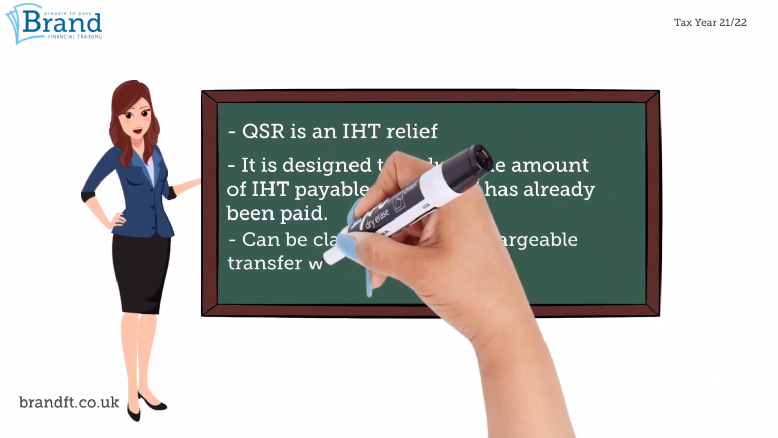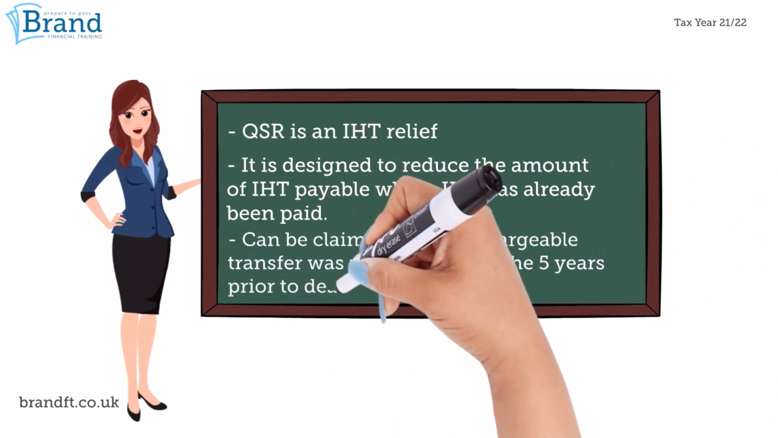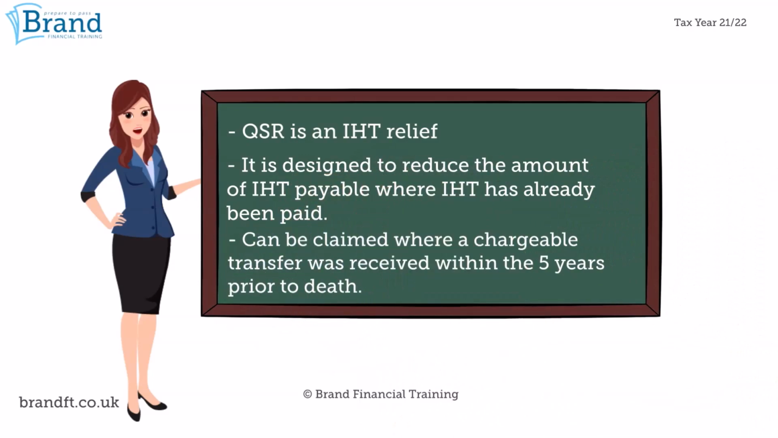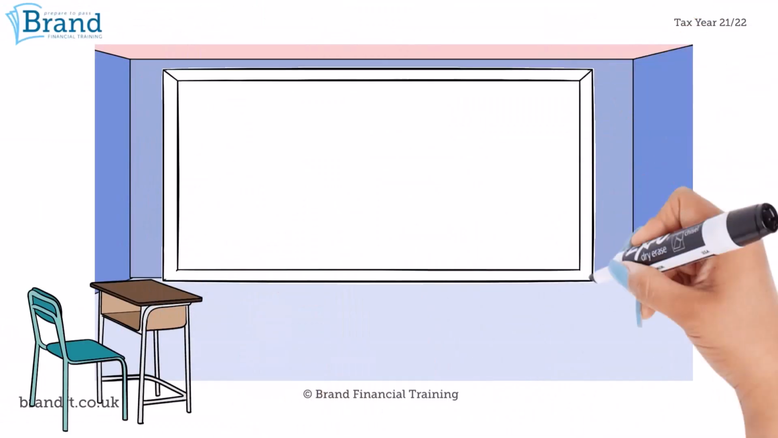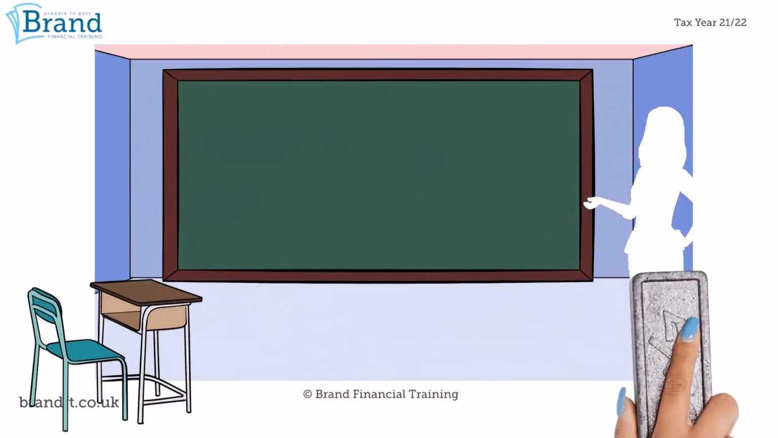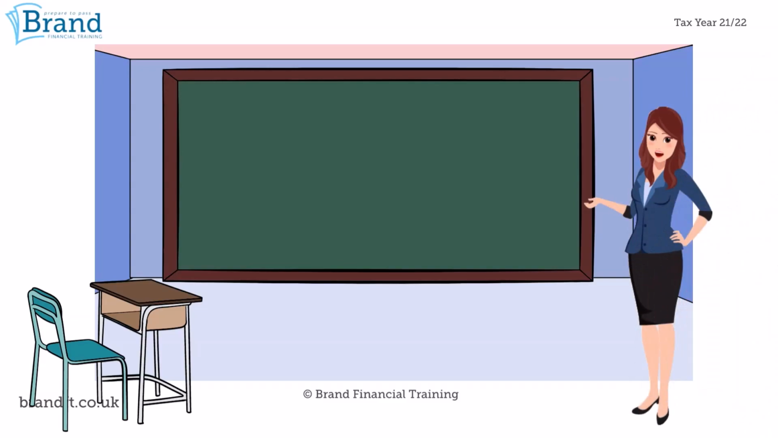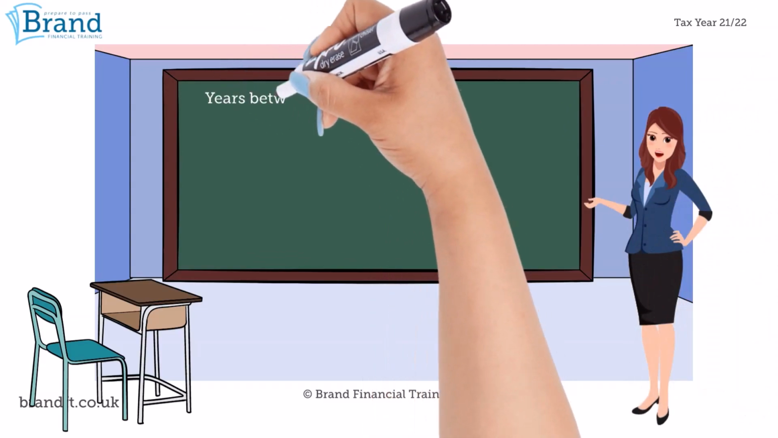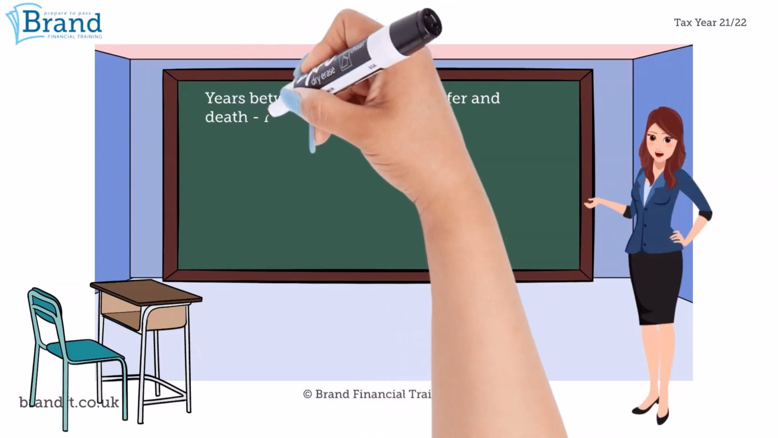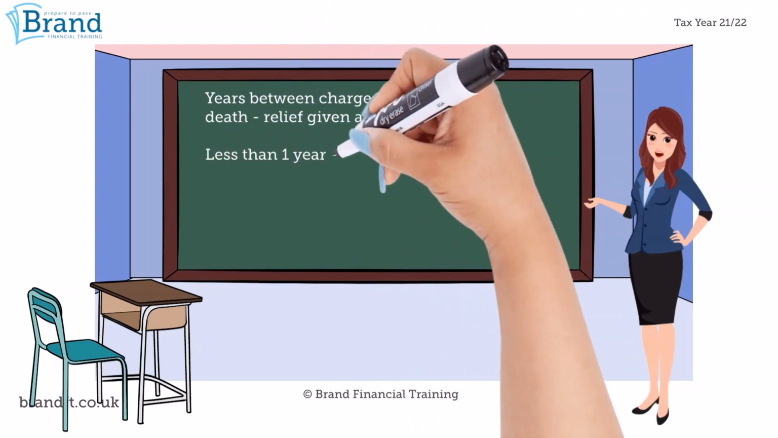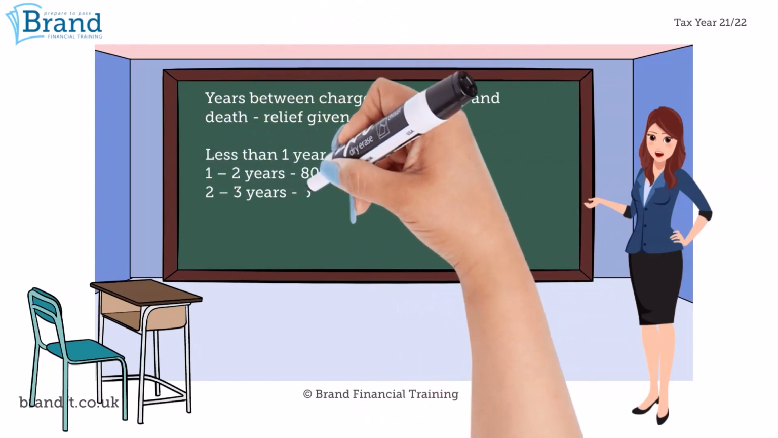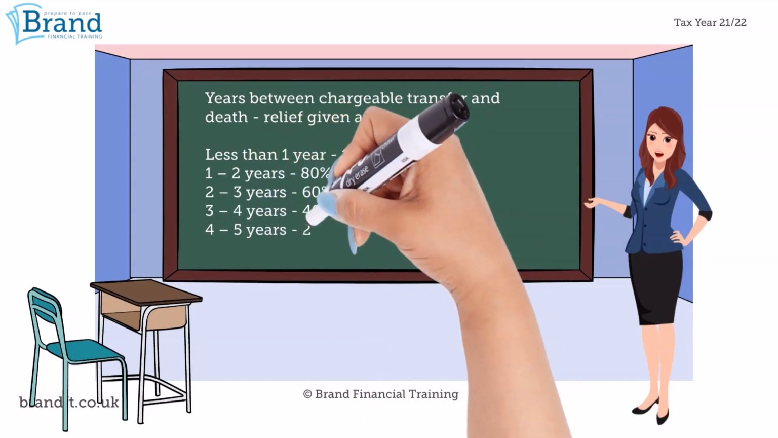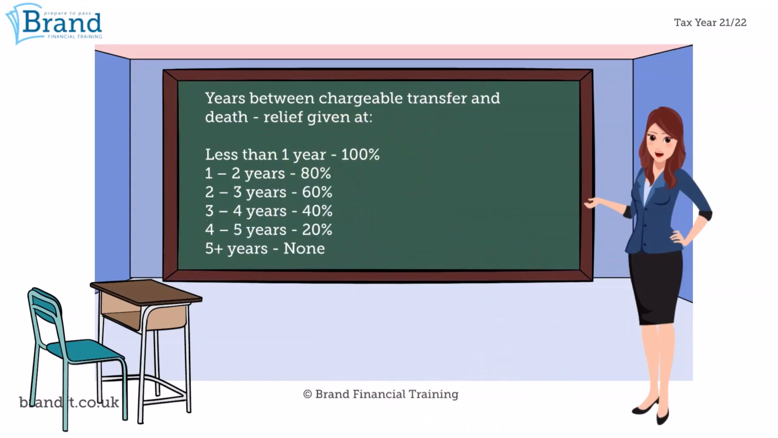Quick succession relief can be claimed on an estate where a chargeable transfer was received in the 5 years prior to death. A proportion of the IHT paid on the previous transfer is credited against the IHT payable on the estate. If the death occurs within 1 year of the previous transfer, the relief is given at 100%. The amount of relief then falls by 20% each year until, where death occurs after 5 years of the previous transfer, no relief is available.